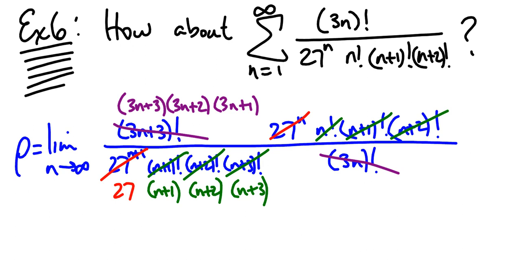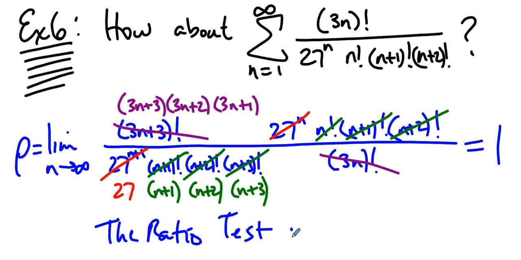So what happens as n gets large? Well, the numerator is 27n cubed blah, blah, blah, and the denominator is 27n cubed blah, blah, blah. That's 1. The ratio test is inconclusive. We don't know from the ratio test what to do with this.